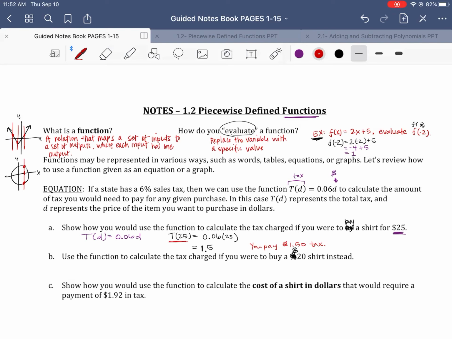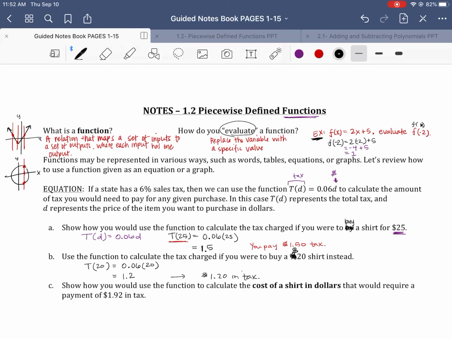Then if we look at B, again, use the function to calculate the tax charged if you were to buy a $20 shirt instead. So same function, we just are going to buy a different price shirt. So instead of putting 25 in, we're going to input 20. We like functions for this reason. We input a value, we get a value out. If we multiply 0.06 by 20, we end up with 1.2. So again, what does that mean? Well, that means that we're paying $1.20 in tax, right?